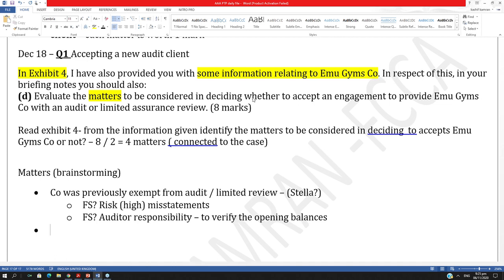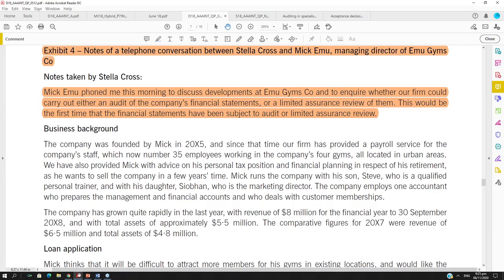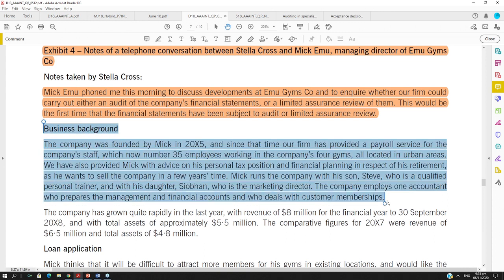Point number 2, come back to the case study. Please, you need to formulate the answer into a paragraph form. I'll be guiding you how to do it. Come to the next paragraph, business background. Look at the first paragraph of business background.